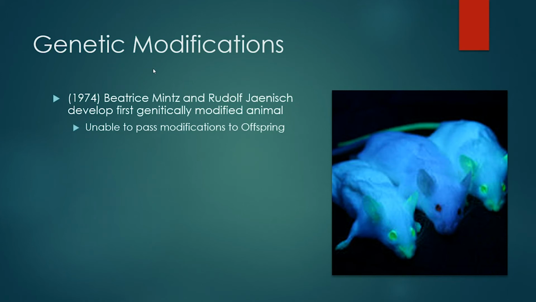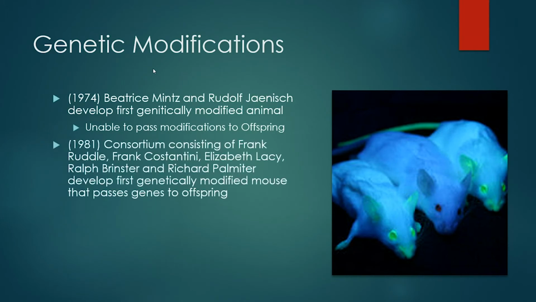So the first people that did it were this group. It was Mintz and Janisch in 1974. They were able to successfully genetically modify these animals, but the modifications were not successful in being passed to the offspring. And so this other consortium of people, I'm not going to read all of their names. Please don't memorize a bunch of names, even the names that I've gone through. I'm not going to have you guys tested on these rich white guys that discovered stuff.